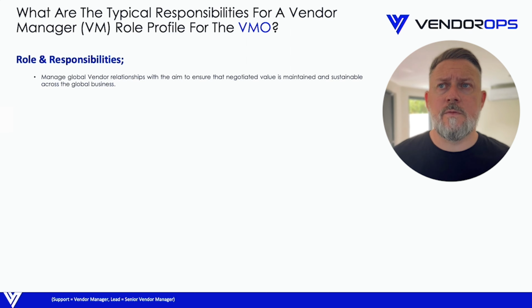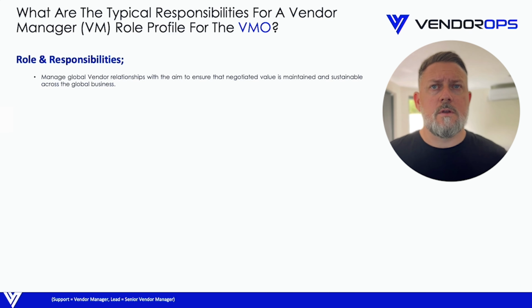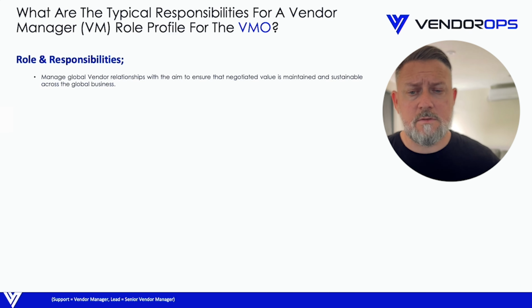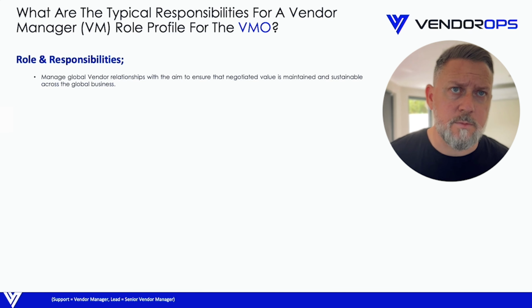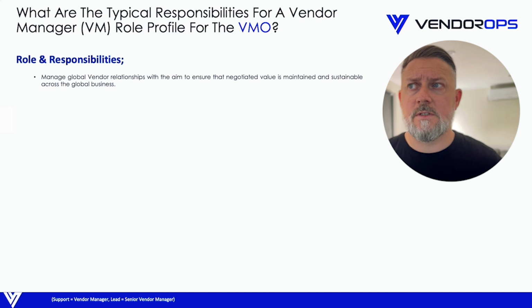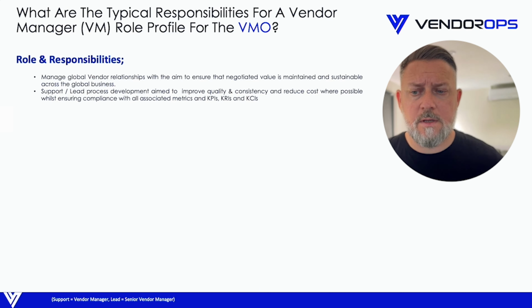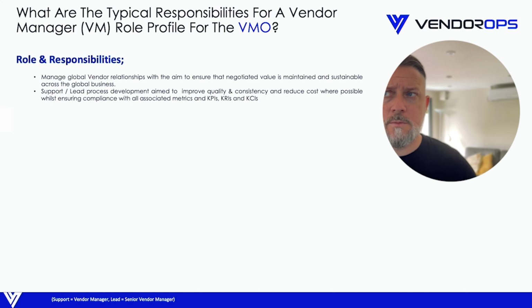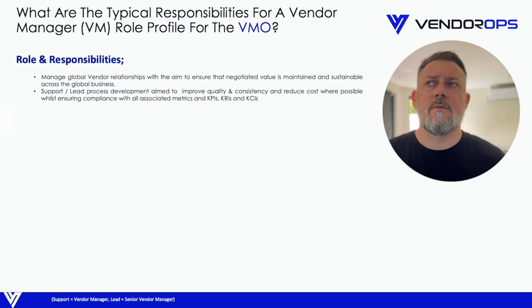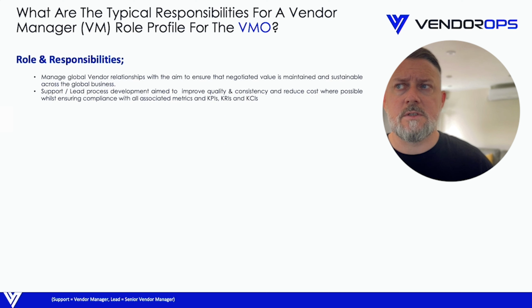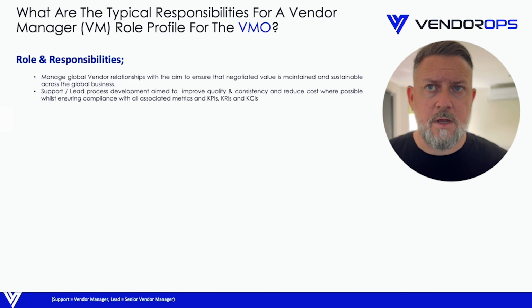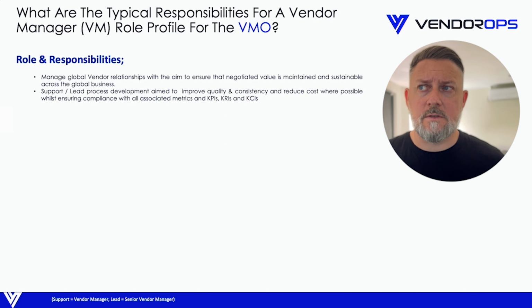Well, manage global vendor relationships with an aim to ensure that the negotiated value is maintained, right? So to make sure that what has been contractually committed to is maintained and sustainable across the business. Look at where they can, of course, lead process development aimed at quality and consistency and reduce costs where possible. So looking at what are the processes needed from a vendor management perspective, and look at improving the quality and the consistencies of them, and then measuring them with KPIs, KRIs and KCIs, as I mentioned earlier.